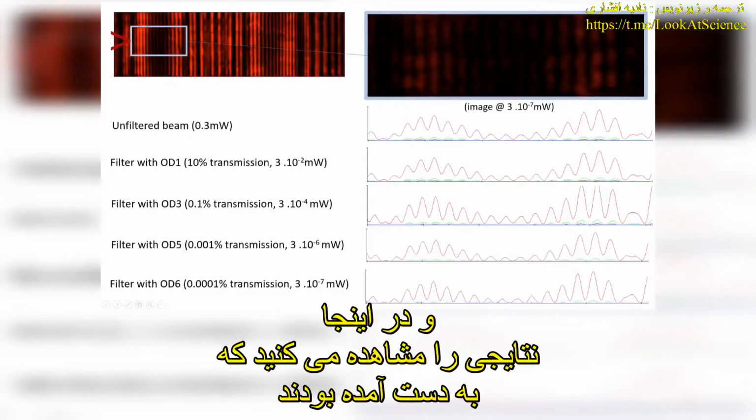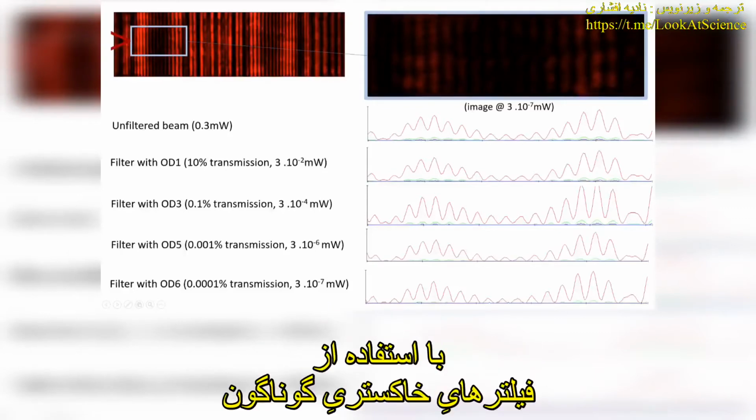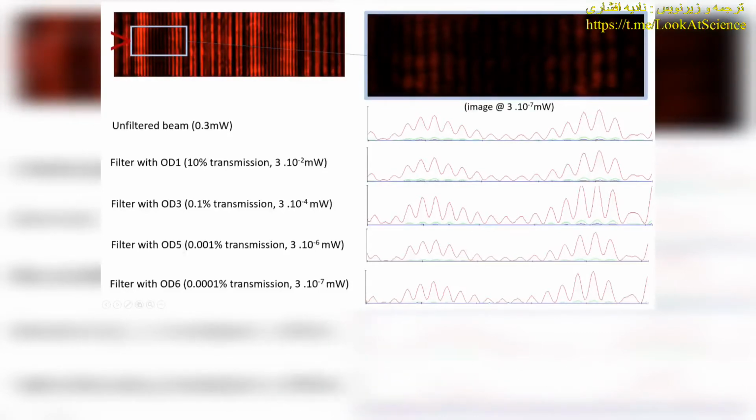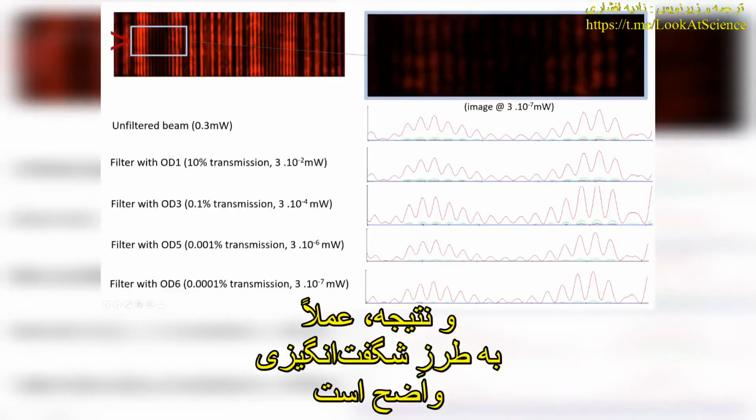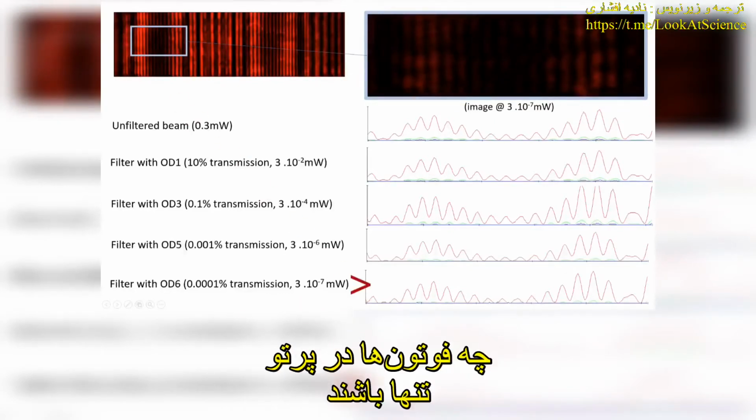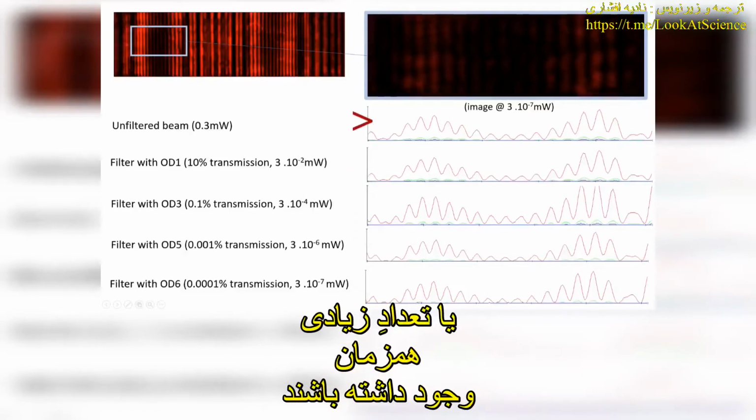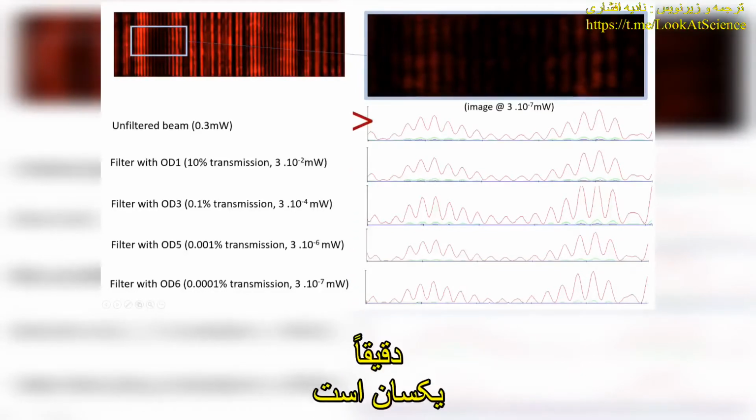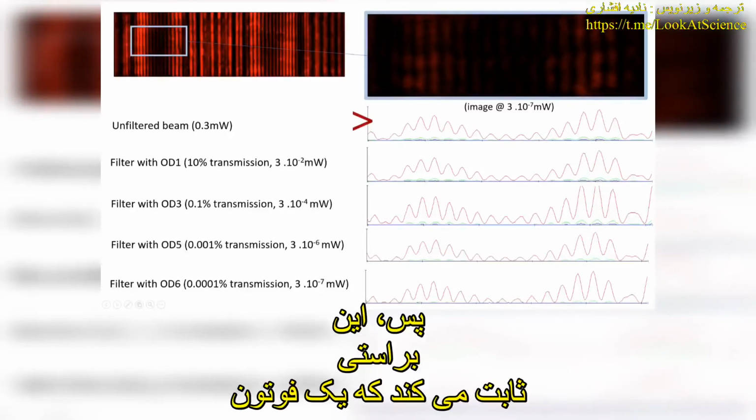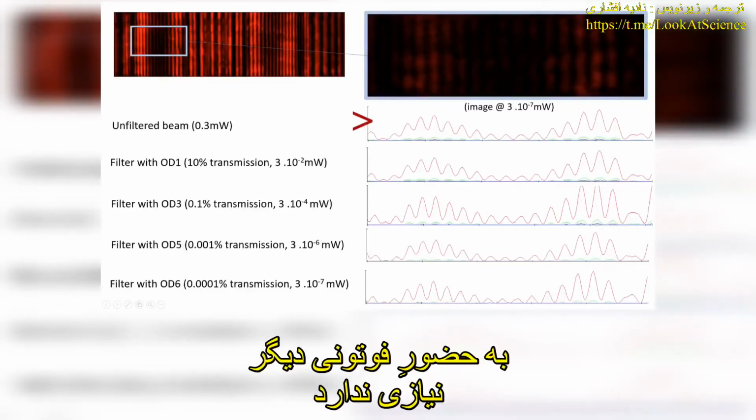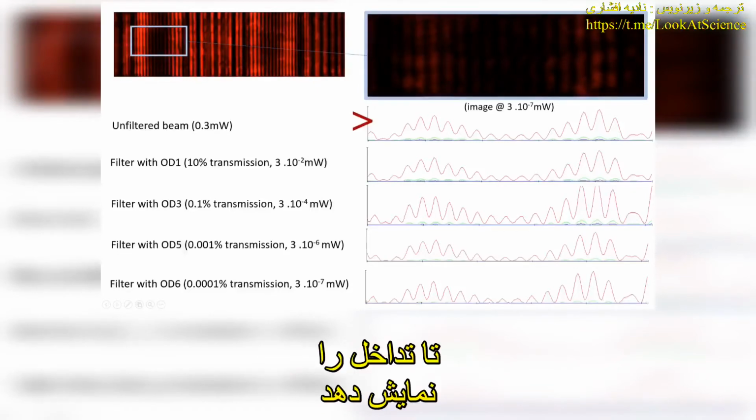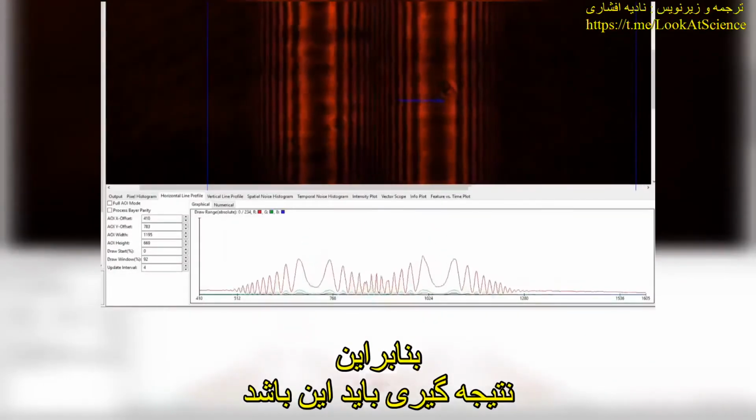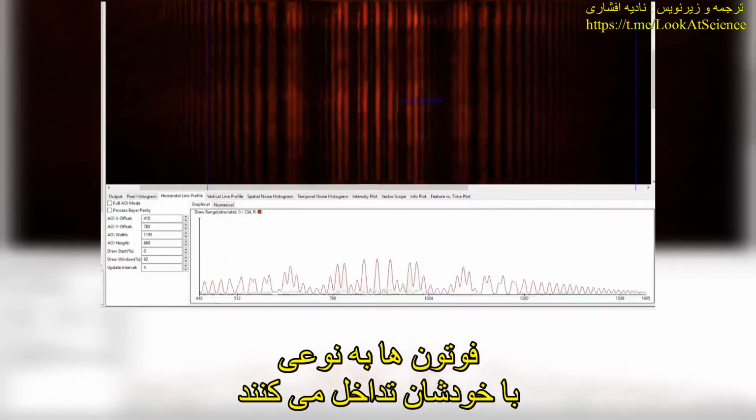And here you see the results that were acquired using different gray filters and of course different shutter times and gain settings. And the result is actually amazingly clear. So whether photons are alone in the beam or whether there are many at the same time, the result of all these interference measurements is exactly the same. So this indeed proves that a photon does not need the presence of another photon to display interference. So the conclusion must be photons somehow interfere with themselves.